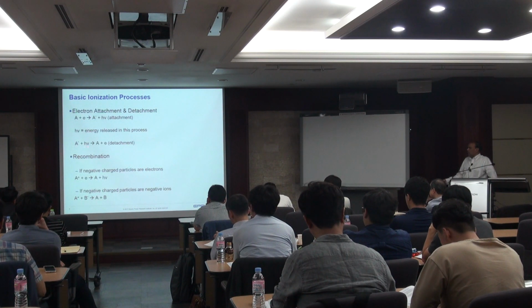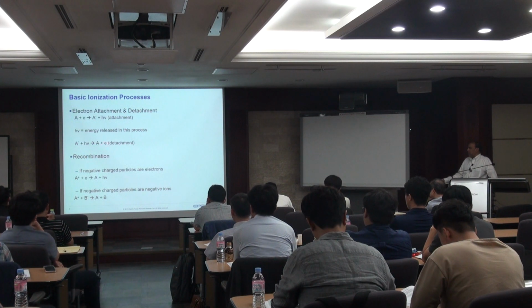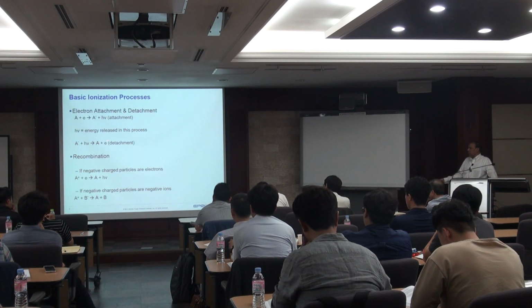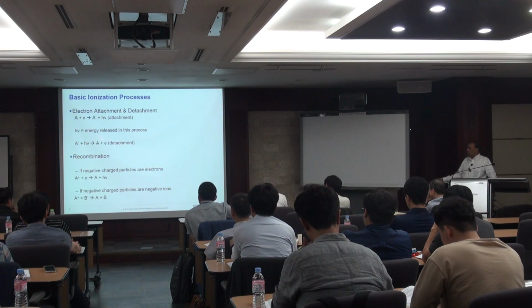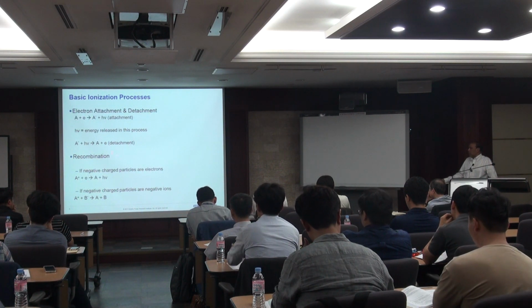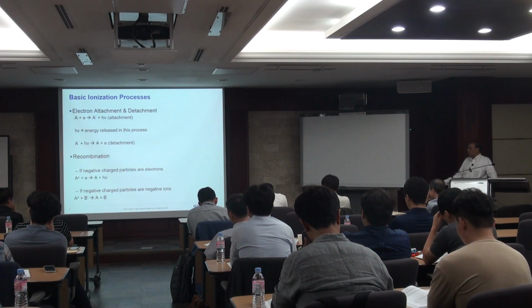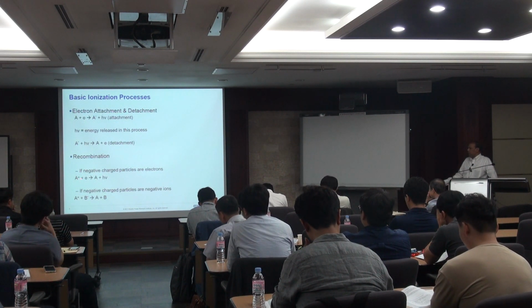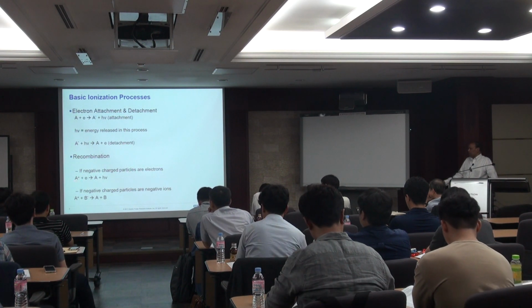Similarly, you can do it the reverse way. You have an excited atom, A star, and you add some energy to it, then you can make a stable atom and release one electron. This is called detachment: adding an electron, detaching an electron. So this is the process that goes on. Another way of doing this is recombination. Recombination means you have a positive ion or a positive atom. Atom and ion I'm using interchangeably; those are the terms you can use.